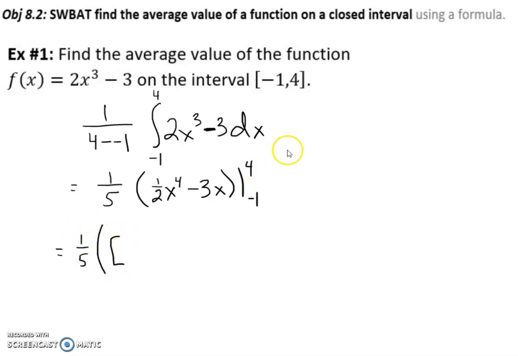So when we do that, I'm just going to plug in this 4. Let's see, 4 to the fourth. I'm grabbing my calculator here. 4 to the fourth times 1/2 is 128, and then minus 3 times 4, so that's minus 12. Minus plugging in negative 1. Negative 1 is not too bad to plug in. Negative 1 to the fourth is 1, and then this is going to become plus 3. So let's see, 128 minus 12 minus 3.5, times that 1/5.